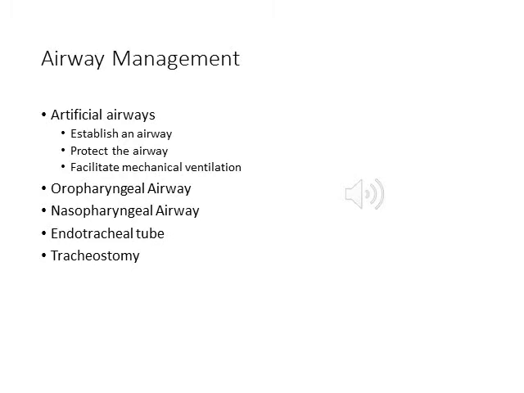A nasopharyngeal airway is a rubber curved piece. It's also known as a nasal trumpet. These are also used to keep the upper airway patent. They're inserted through the nares and extend into the oropharynx. This type of airway does not stimulate a gag reflex, therefore it can be used in alert patients.